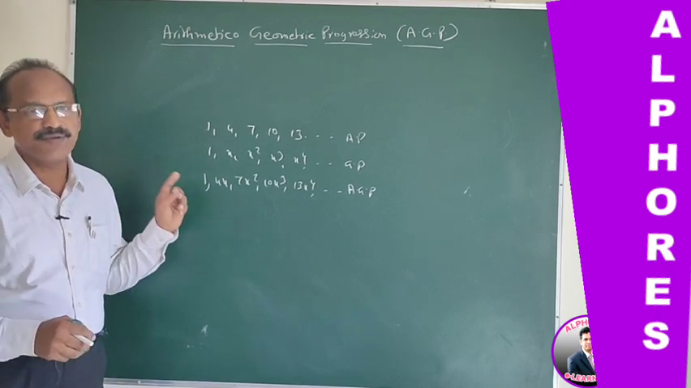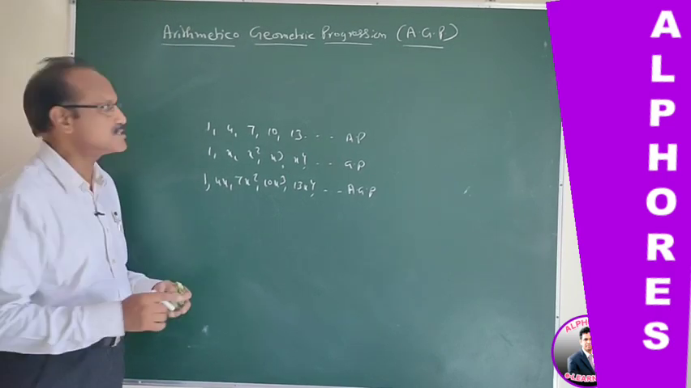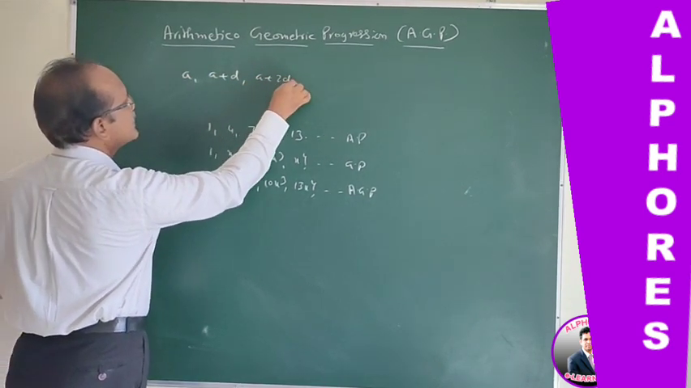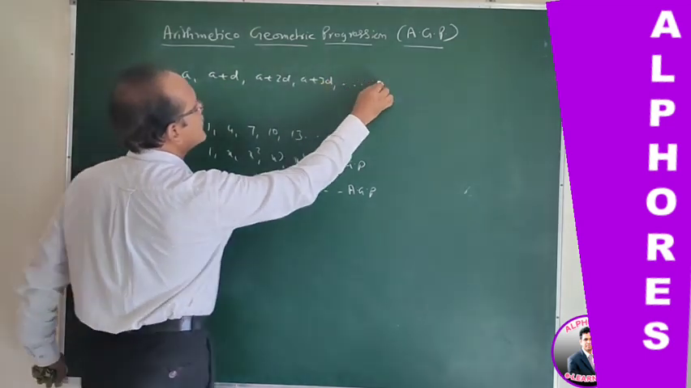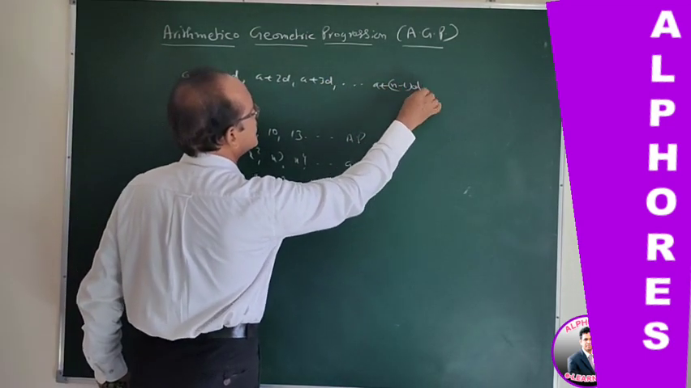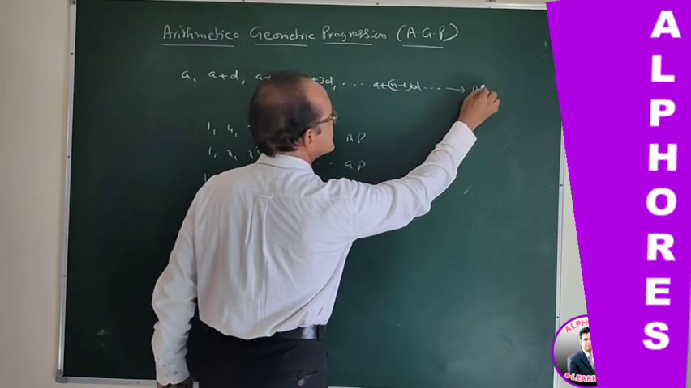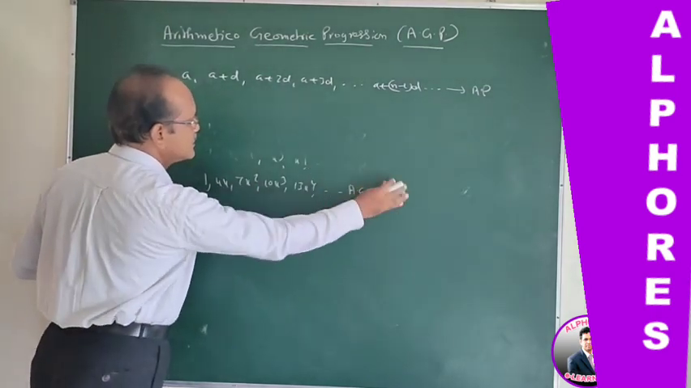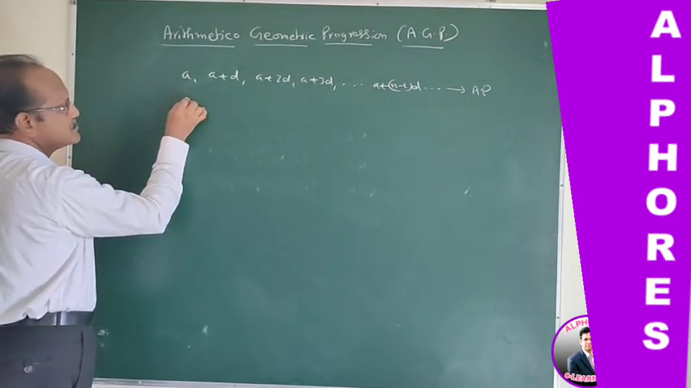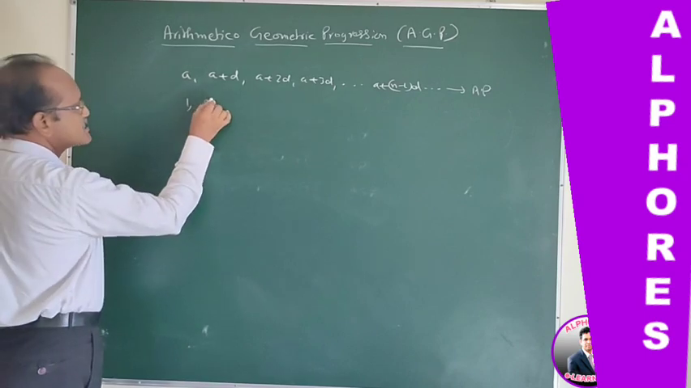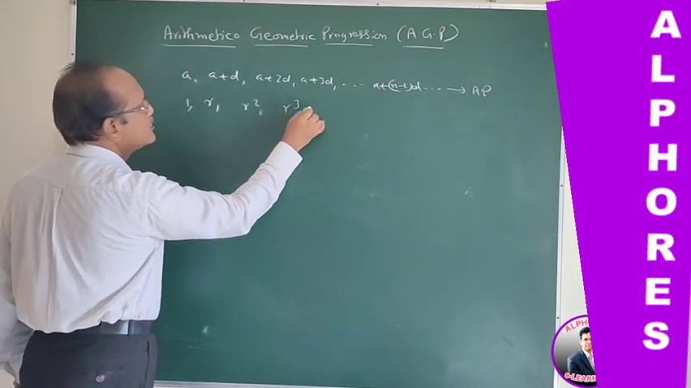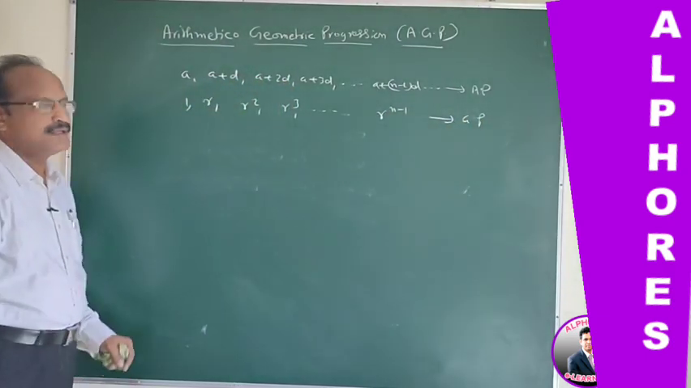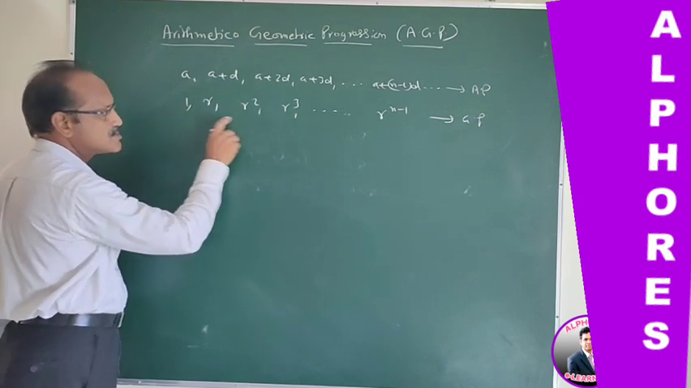Right. Now coming to the general form of arithmetico-geometric progression. For example, a, a plus d, a plus 2d, a plus 3d, so on, a plus n minus 1 into d, etc. is an AP series, an arithmetic progression. And consider another series, that is 1, r, r square, r cube, etc., r power n minus 1, which is a GP. These are the terms of AP, these are the terms of GP.